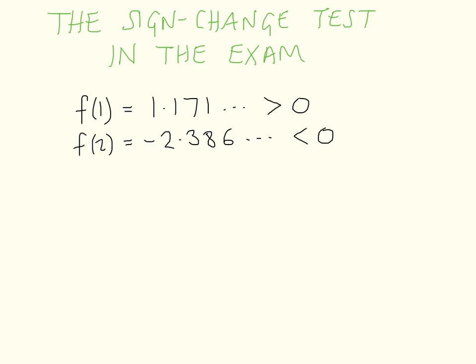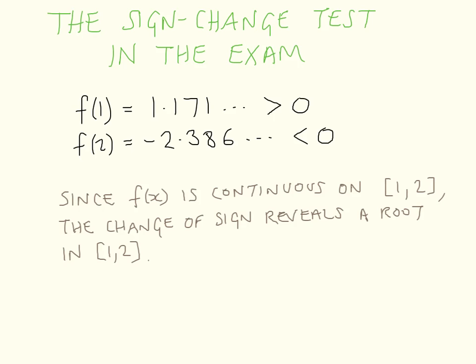Now you have to finish with this very precise sentence. We're saying that since the function is continuous on our interval, the change of sign guarantees a root in that interval. Your work will always look exactly like this.